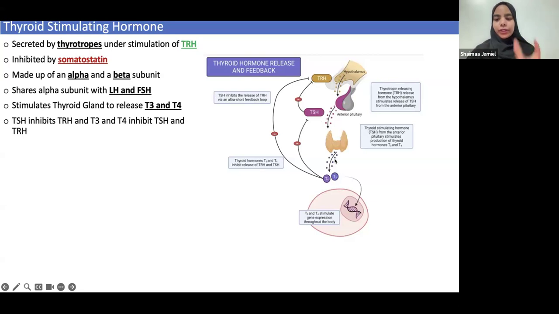Then it's going to go to the thyroid gland and release T3 and T4, which are going to do their actions in the body. T3 and T4 are going to have a negative feedback inhibition on TSH and TRH, while TSH is going to have a negative feedback inhibition on TRH.